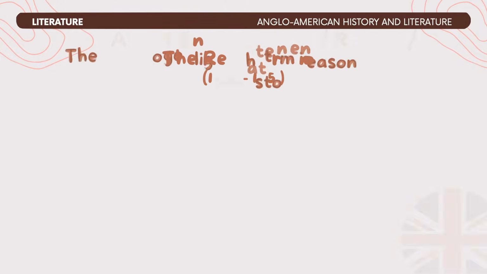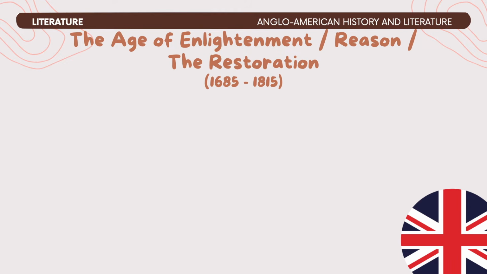Moving on to the next historical period, the Age of Enlightenment or Reason, or the Restoration period, dated from 1685 to 1815. Queen Elizabeth was followed to the throne by James VI of Scotland, who became James I of England. He believed in the absolute power of the monarchy, and so he clashed with the Parliament, which was a forum for the interests of the nobility and the merchant classes.